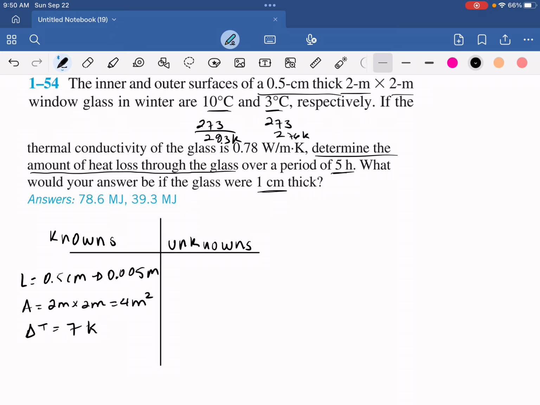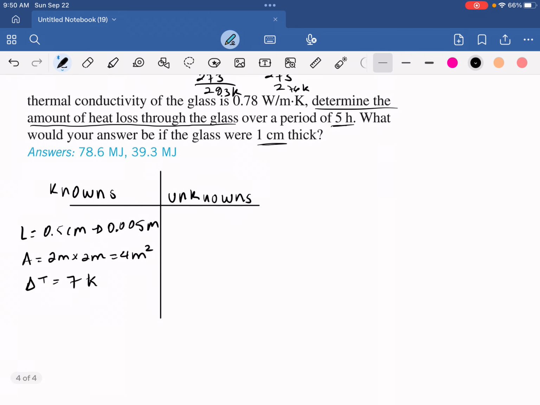Okay, I'm also given the thermal conductivity of the glass, which is 0.78 watts divided by meters Kelvin. So thermal conductivity is equal to 0.78 watts per meter times Kelvin. Okay, for my unknowns, this right here is the amount of heat loss. That's what I'm looking for.